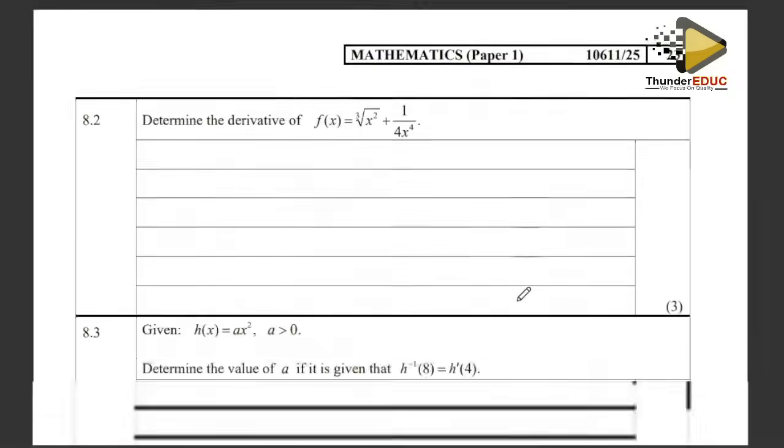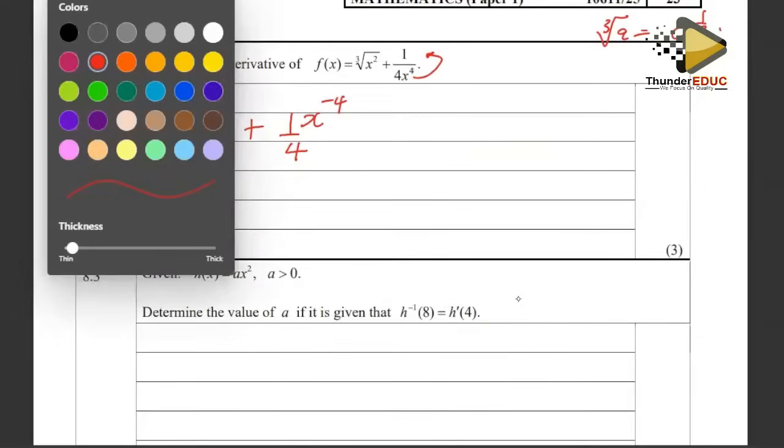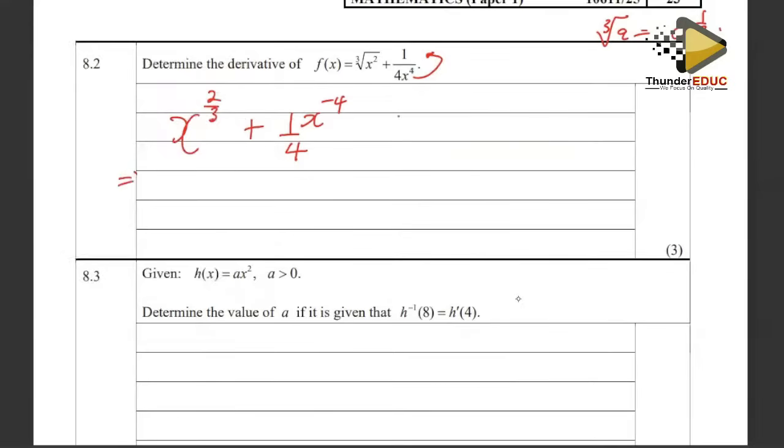All right, then 8.2, determine the derivative of this. Okay, so let's change the root signs and let's move this from the bottom, we take it to the top. So that's going to be x to the 2 over 3, because the cube root is like exponent a third. Okay, then you multiply with the 2, you get 2 over 3. Plus, I'm going to have 1 over 4. I have to take this up, comes x to the negative 4. All right, then from there, I can now do the derivative.